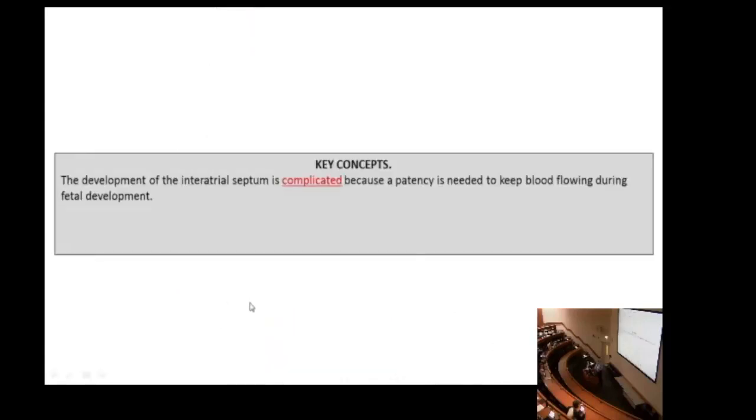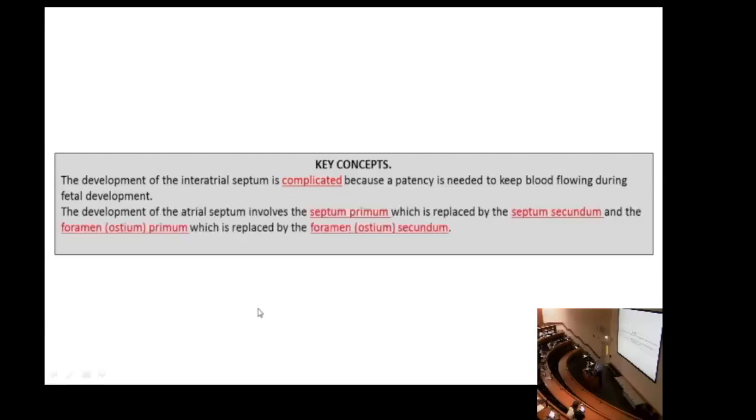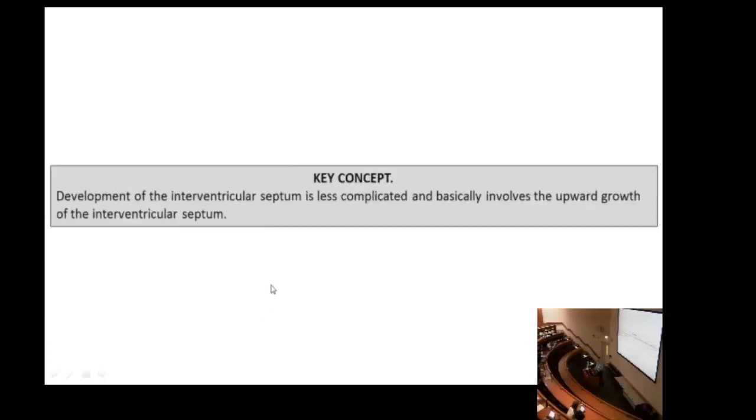So the key concept is that the atrial septum is very complicated, and it's complicated really for one reason. You have to maintain a steady flow of blood to the rest of the fetus's body. So it has to go into the left atrium, left ventricle, out to the aorta, and then back to mom after that. And it involves all these structures, and importantly, the foramen ovale. So another key concept that I taught Dr. Shannon: the development of the interventricular septum is much less complicated, okay?